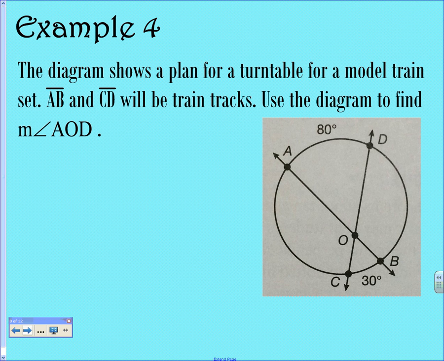Molly says 55. Shares with Molly. Kayla's with you. Do I need to go over why it is 55?